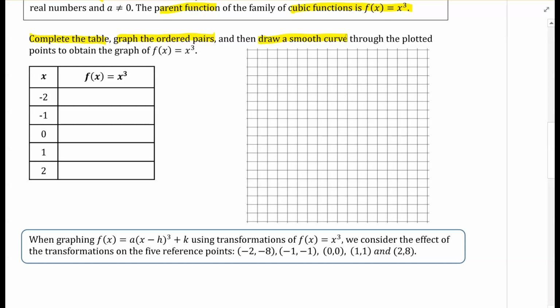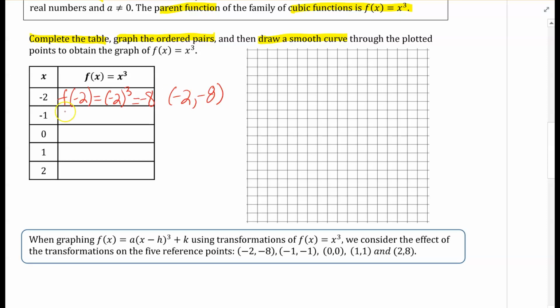They give us a few x values to start with. So I have my x is -2, so if I plug in f(-2), I am going to get (-2)^3, which means -2 times -2 times -2. Three negatives is going to give me a negative, and then 2 times 2 gives me 4, and 4 times 2 is going to give me 8. So I'm going to end up with -8, and my coordinate pair is (-2, -8).